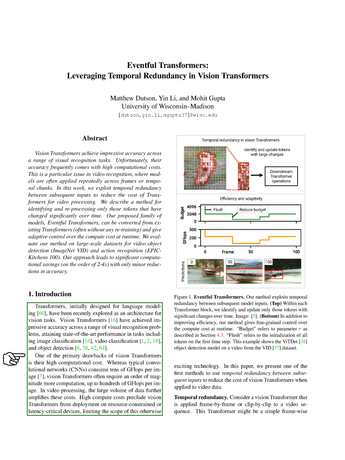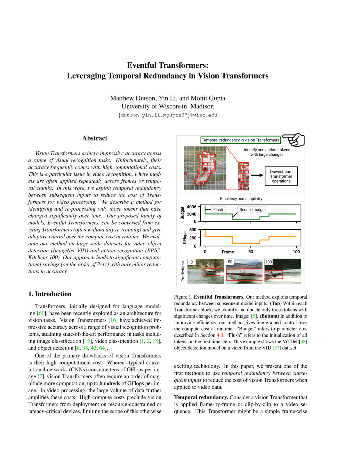While typical convolutional networks, CNNs, use tens of GFLOPS per image, vision transformers often require 10 times more computation, up to hundreds of GFLOPS per image. This high computational cost becomes even more pronounced in video processing due to the large volume of data, making it challenging to deploy vision transformers on devices with limited resources or where quick response times are critical.